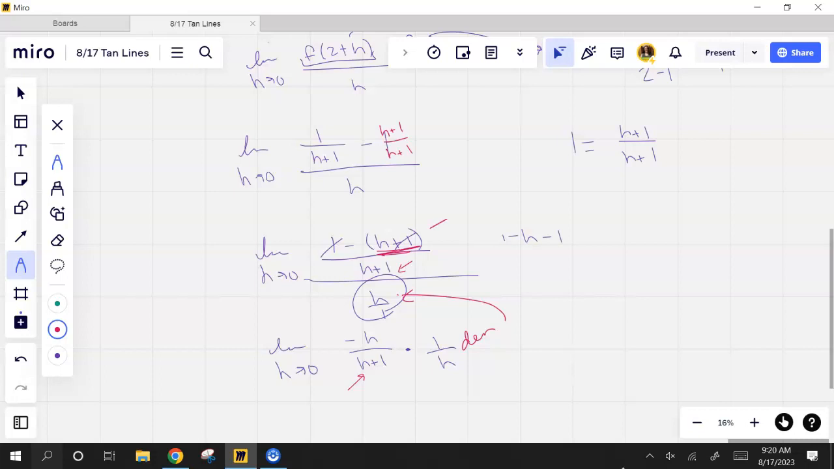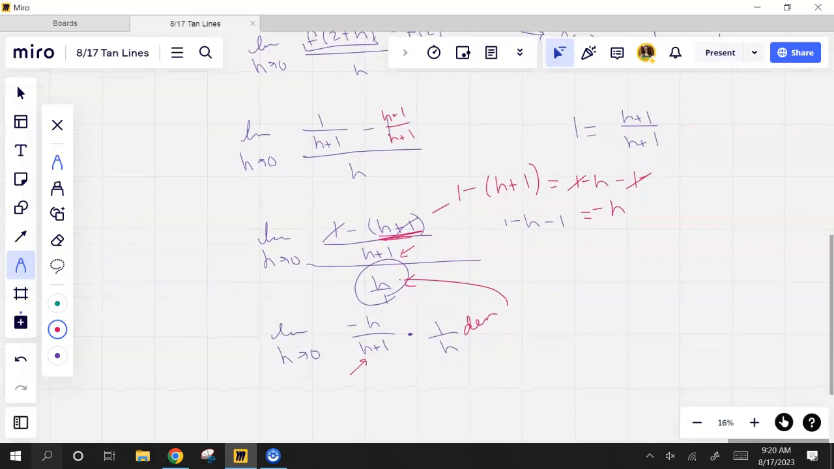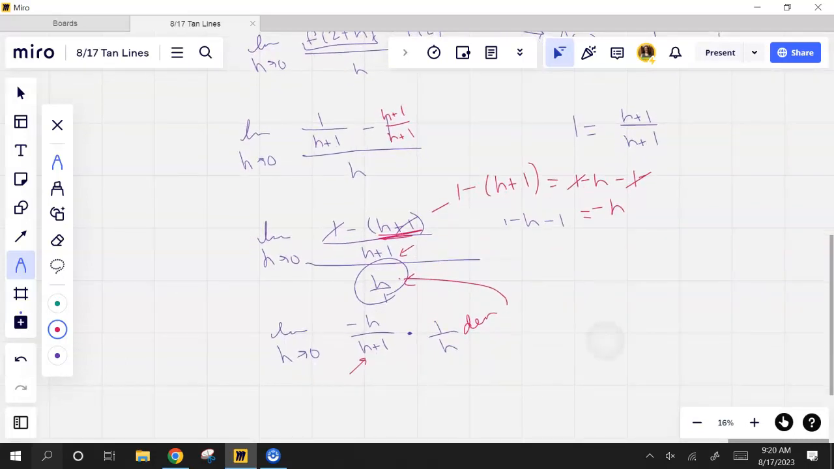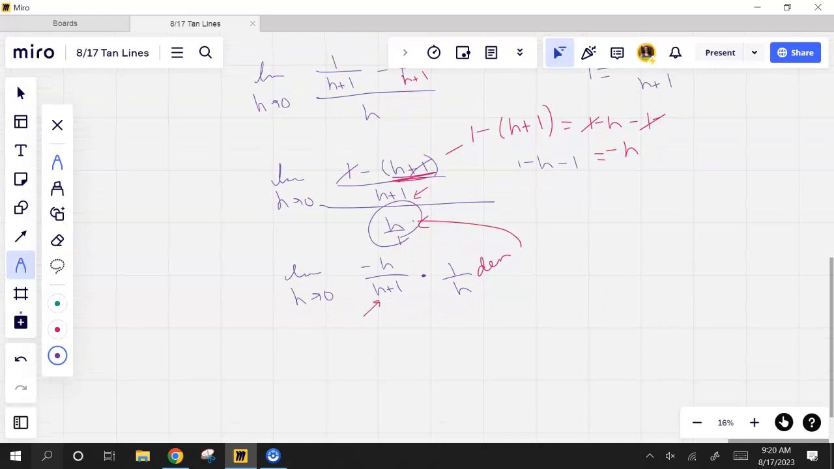But that, right, that is 1 minus h minus 1. That's 0, which leaves me negative h. Y'all with me now? See, it's not the calculus. It's everything else. The calculus is just the limit as h goes to 0. The algebraic manipulation is what's killing y'all right now.